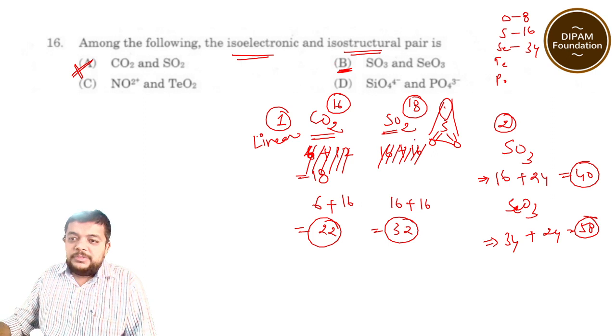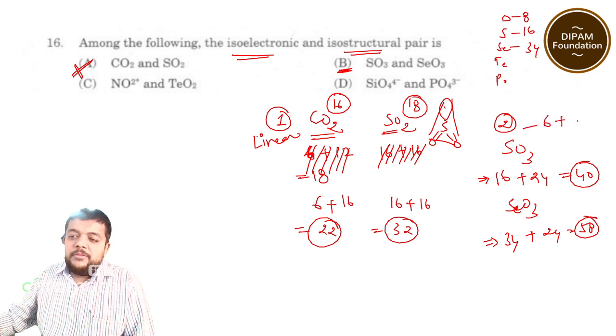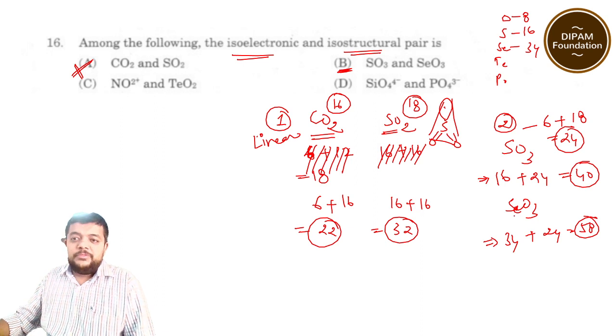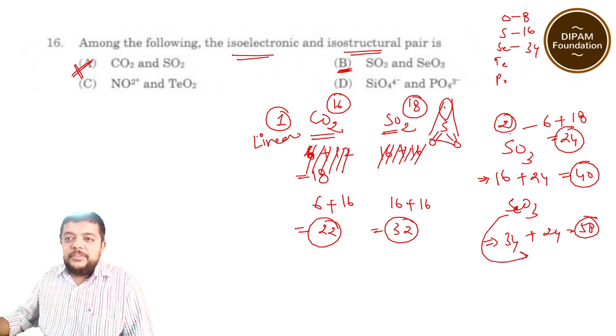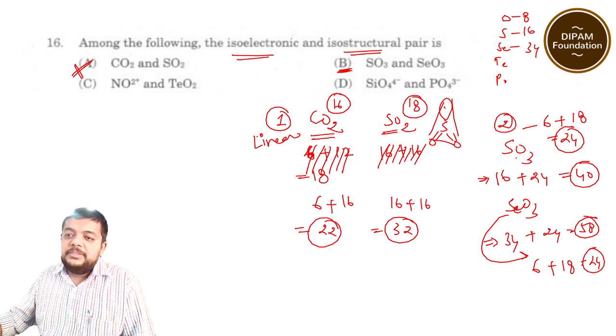So for sulfur, the valence electron is 6. For each oxygen, the valence electron is 6, so 18, and the total will be 24. For SeO3, as sulfur has 6 valence electrons, selenium has 6 and it is 18. So then definitely these two are going to be isoelectronic.